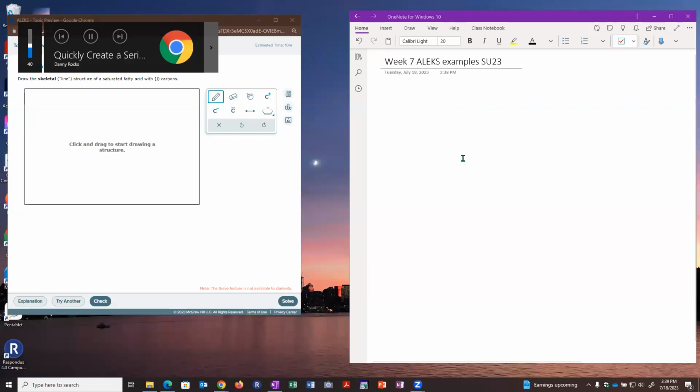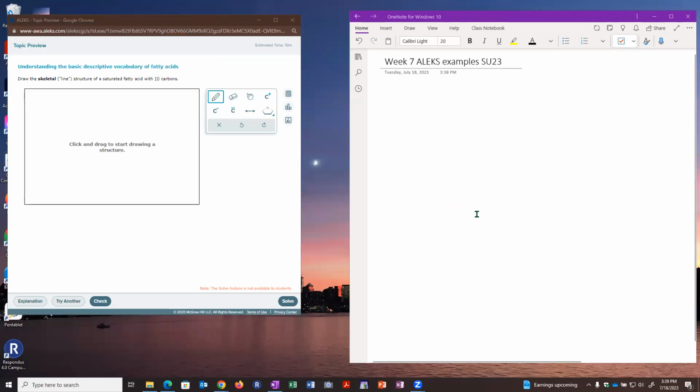All right, so now we're going to take a look at some of the examples in ALEKS for the lipids section. And this first one here is just understanding some of the basic descriptions you have of fatty acids and some of the components of the different lipids.